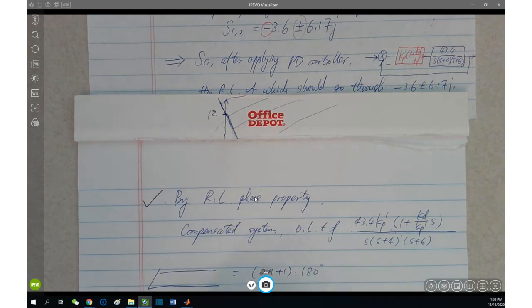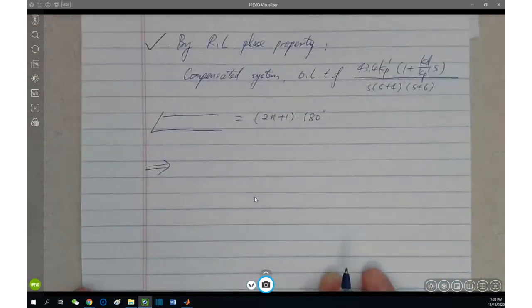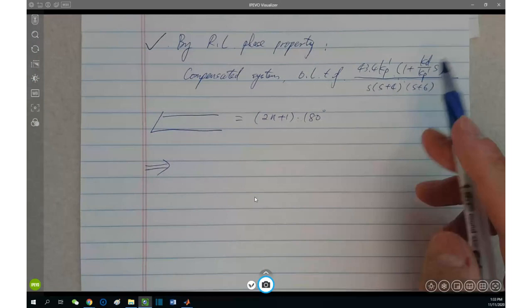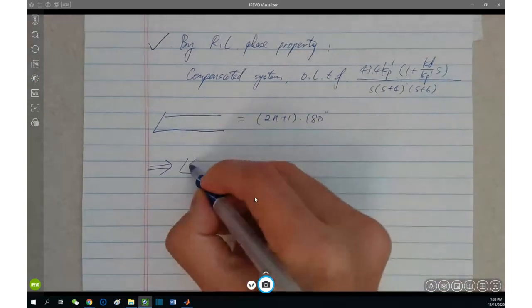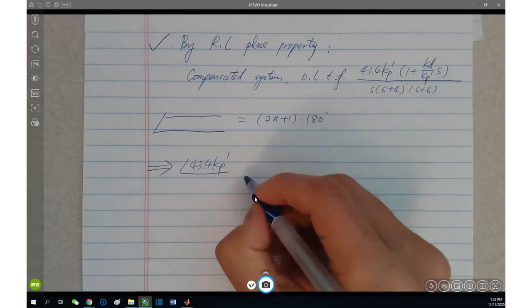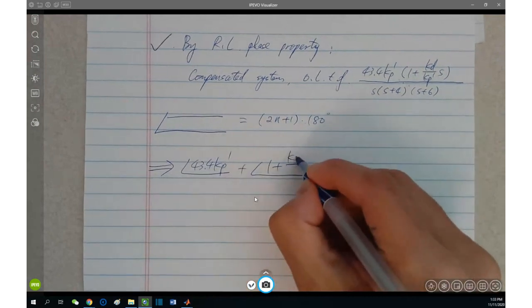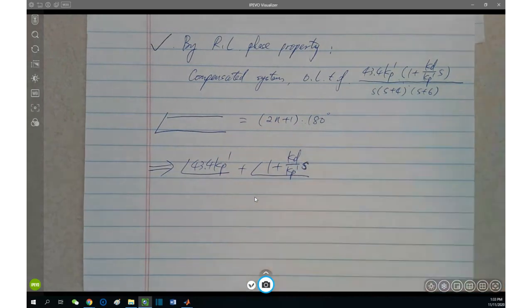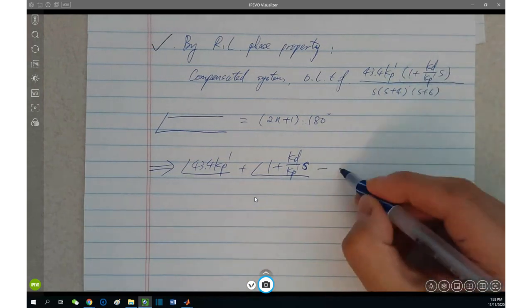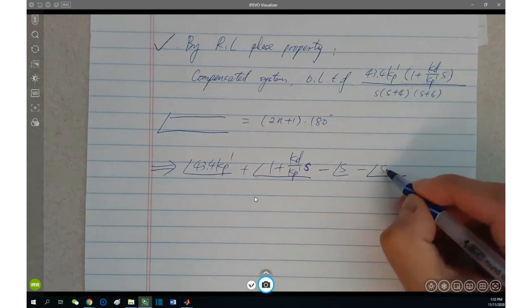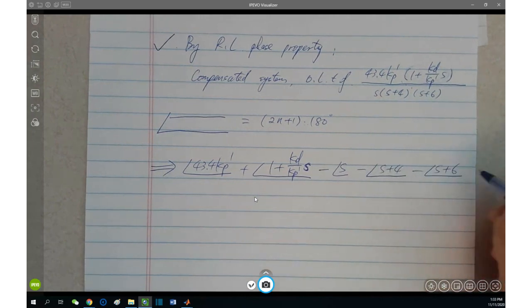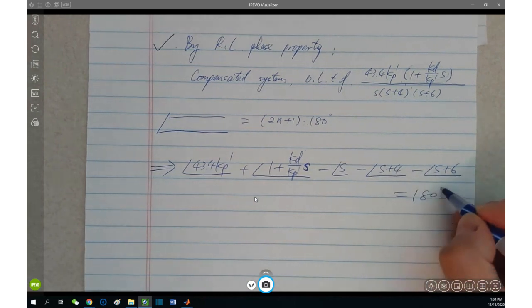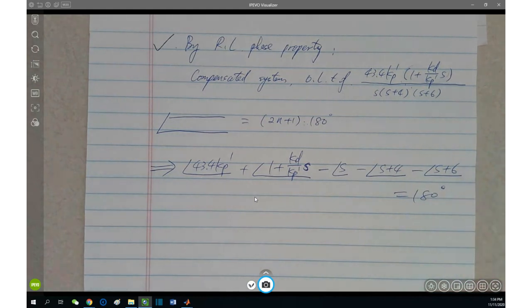Therefore, what is the phase angle of this guy? First of all, the phase angle of the gain plus the phase angle of the PD zero, not PD zero but this fraction, minus the angle of s, minus the angle of s plus 4, minus the angle of s plus 6, right? We just assume it is equal to 180 degrees. We just need to assume one particular value.